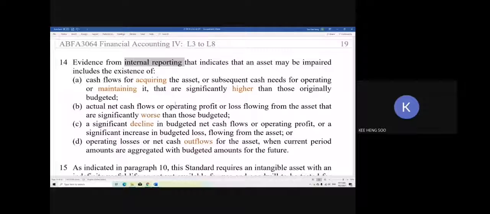B, then you got the actual net cash flow. Net cash flow from the operating activity is also significantly worse. And then C, decline in the operating profit. And D, operating loss. Or you got a lot of net cash outflow under investing activity. Clear? So these are only a few paragraphs which are important.